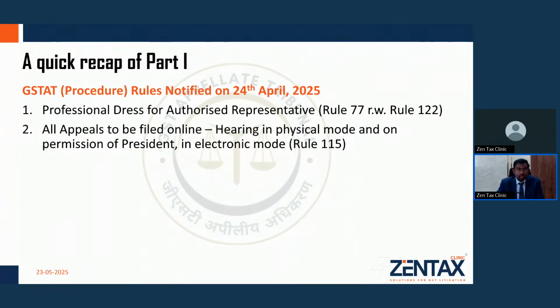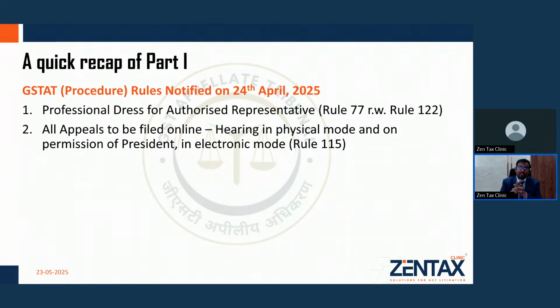Moving forward, whether the appeal is to be filed online or offline, the substantive provision of the rule says that it has to be filed online. When it comes to the hearing of cases, it generally talks about hearing in a physical mode, and only on the permission of the president, in selected cases, will the hearing be in electronic mode.